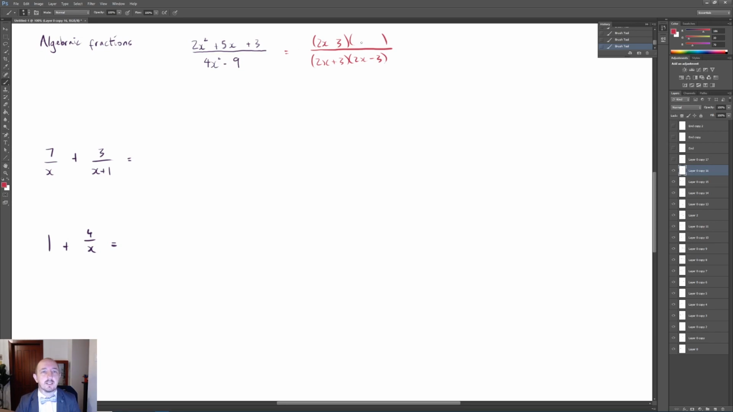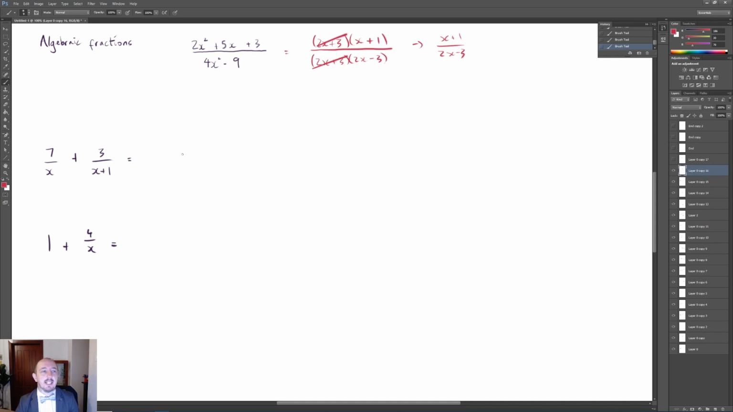So 2x and 3, if that works, we'd have an x and a 1, and they're both positive, so let's just check that. 2x squared plus 2x plus 3x, yeah, that's 5x. So now we've factored this, we have a bracket that's the same in the numerator and the denominator, so our final answer is x plus 1 over 2x minus 3. So you might be expected to do something like that with one of these fractions.